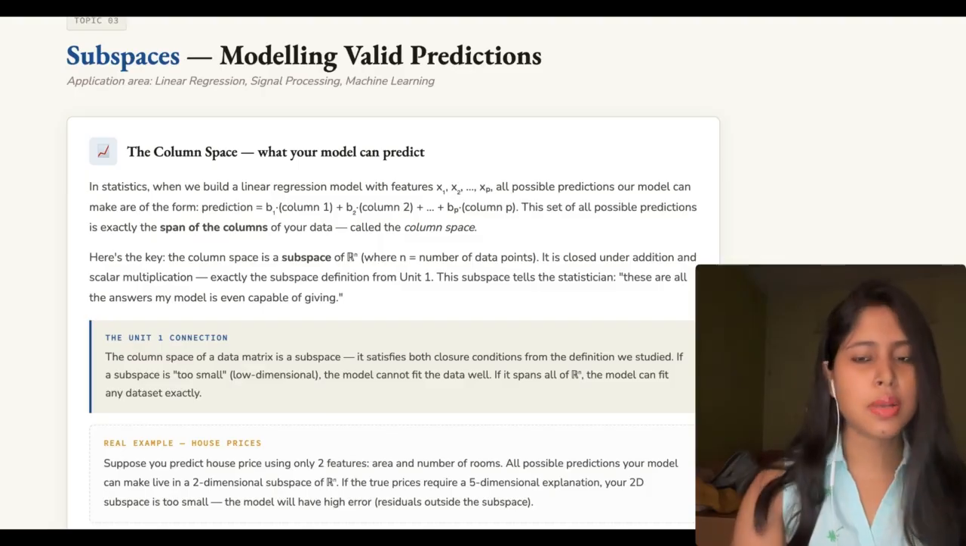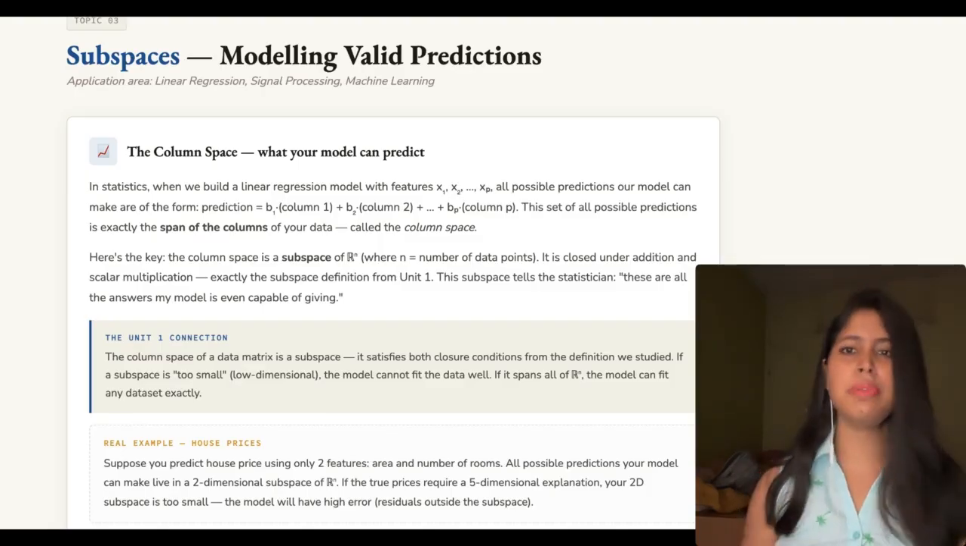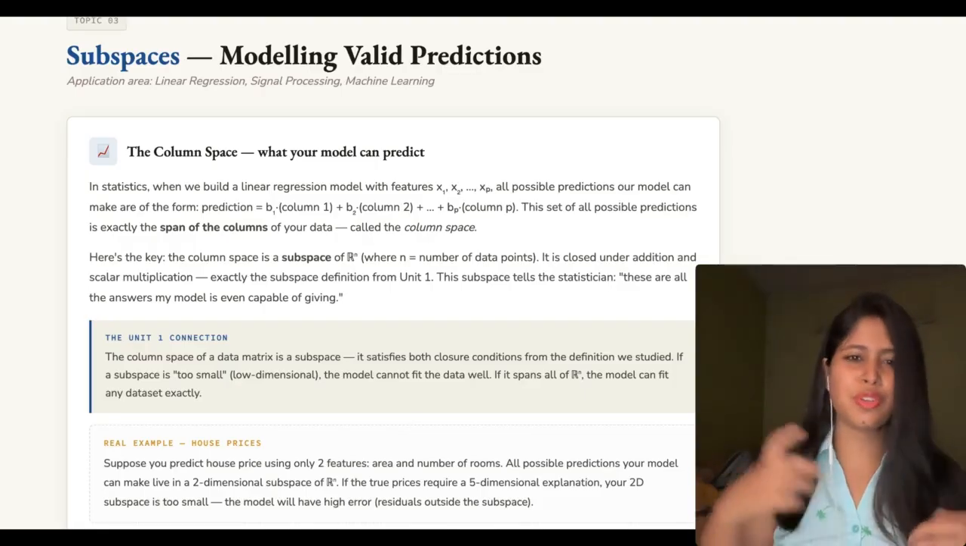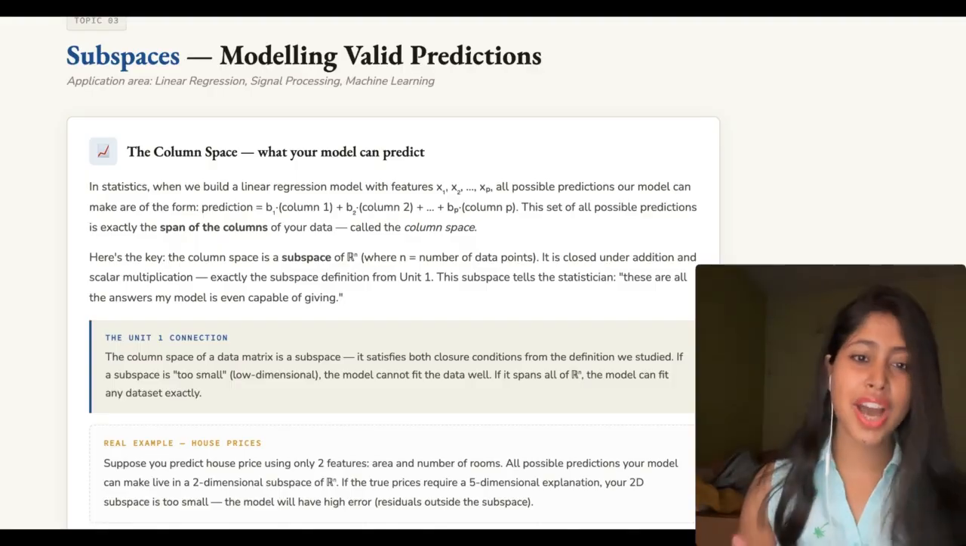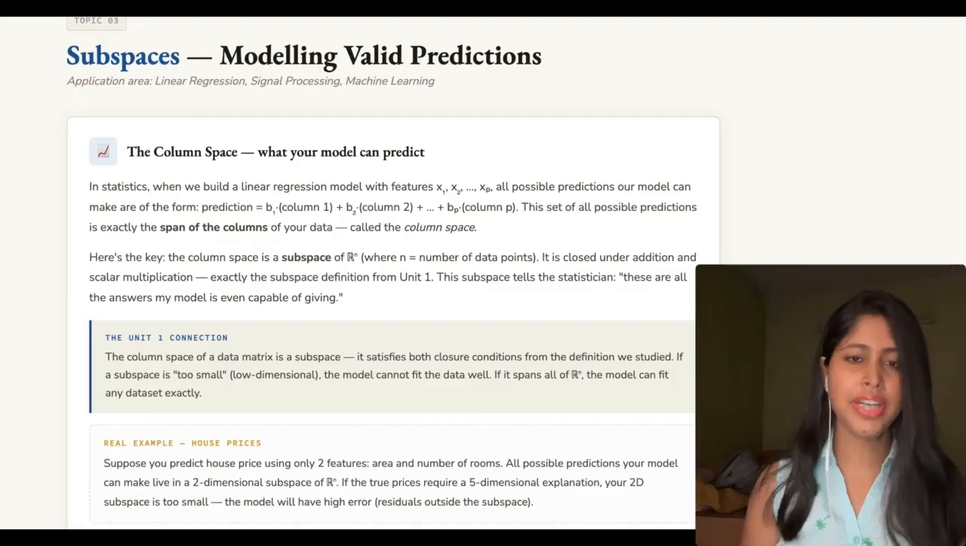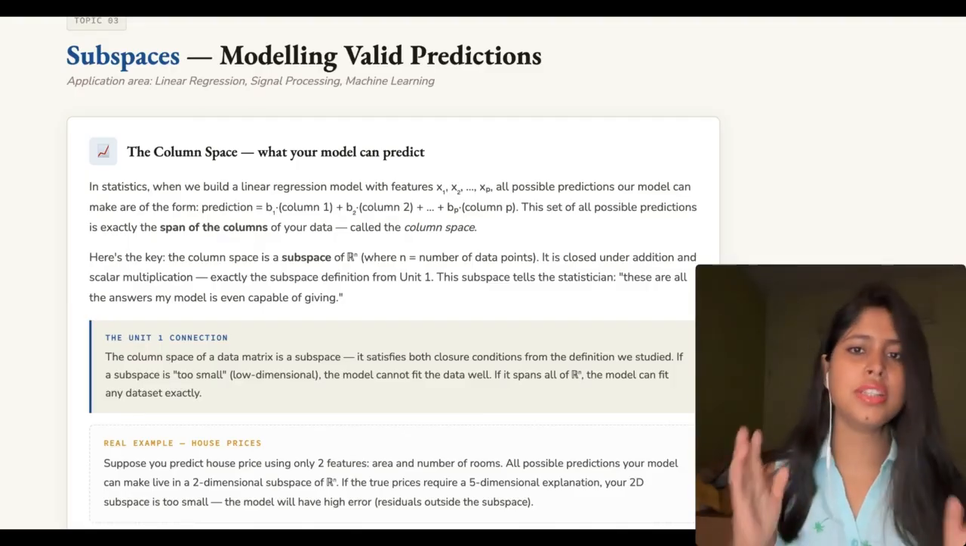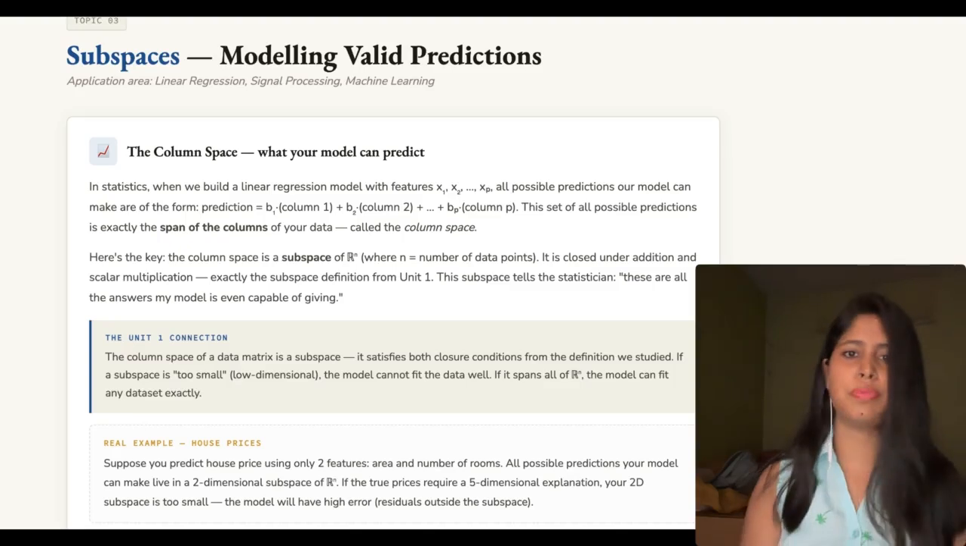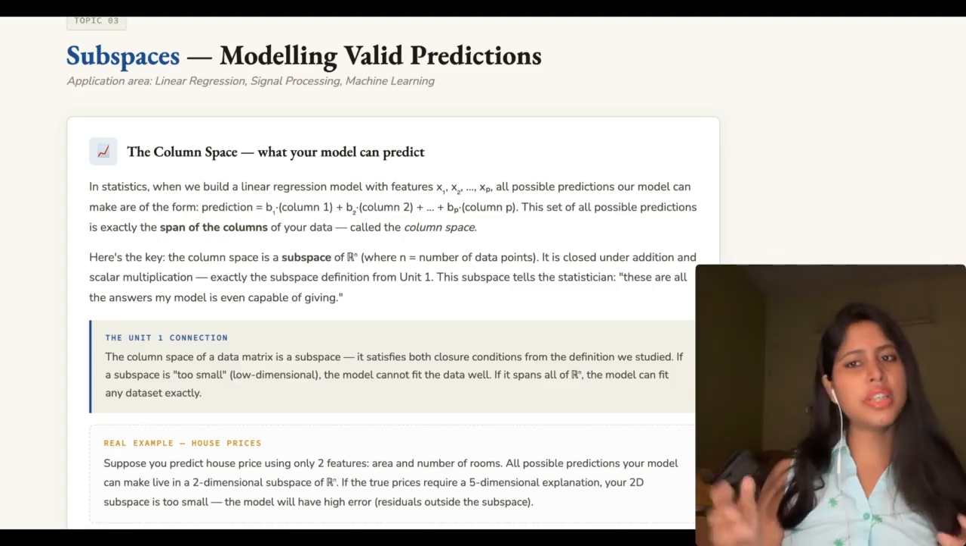Okay, the subspace is actually very crucial because it tells you exactly what answers your model is even capable of giving. If the true pattern in your data lies outside the subspace, if the true relationship is something your three features cannot simply express, then no matter how cleverly you tune your model, it will always have high error. Okay, the error vector called the residual is precisely the part of the target that falls outside the subspace, right? When it falls outside the subspace, it will be called the error vector, which is also called the residual.